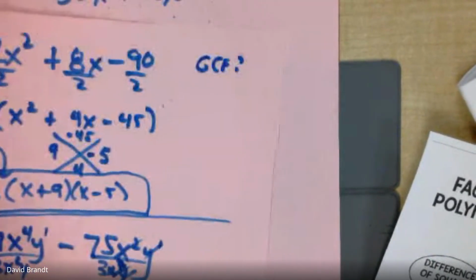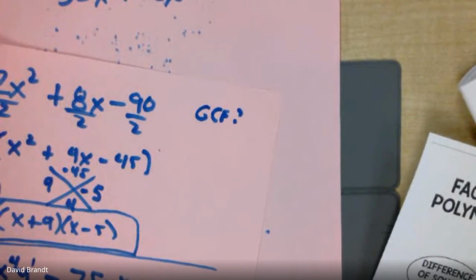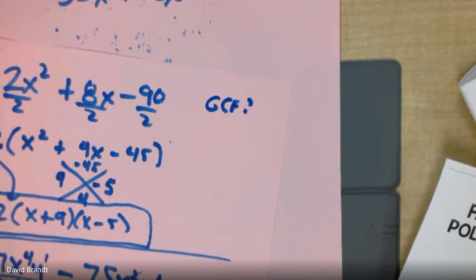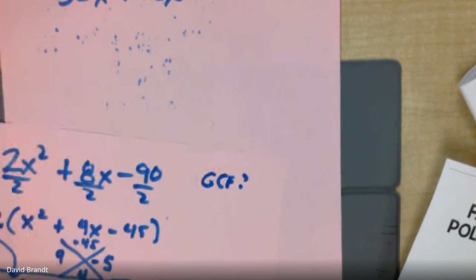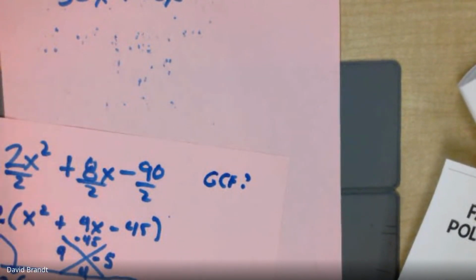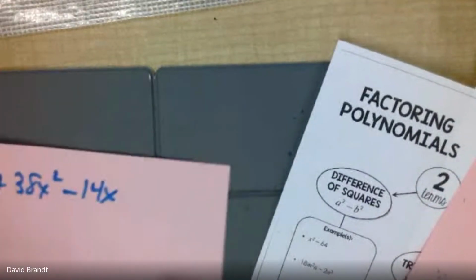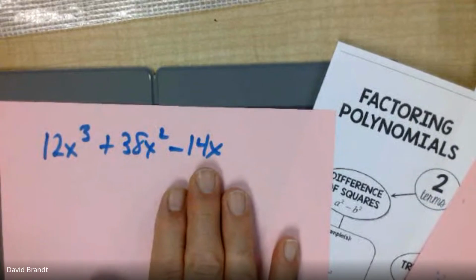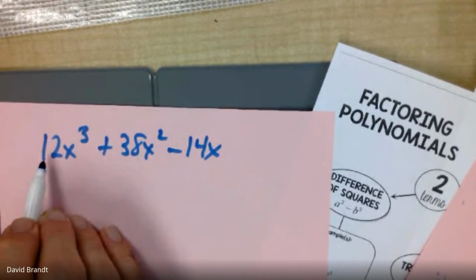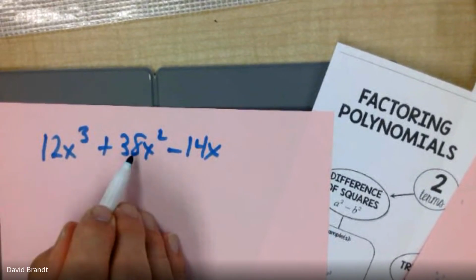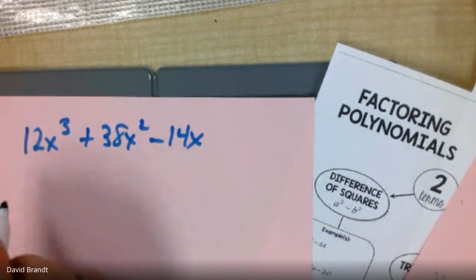Now, what's example number 3? All right, I wrote it down somewhere. Oh, here it is. This is example number 3. Now, what is the largest number that divides into 12, 38, and 14? The answer is 2.